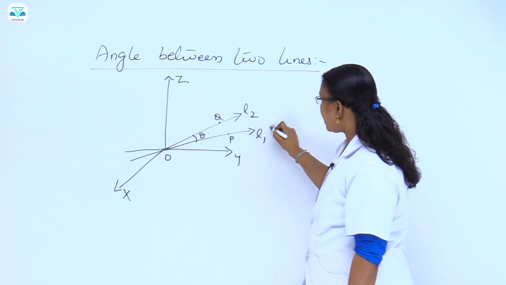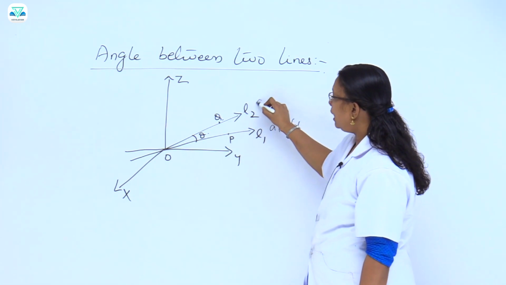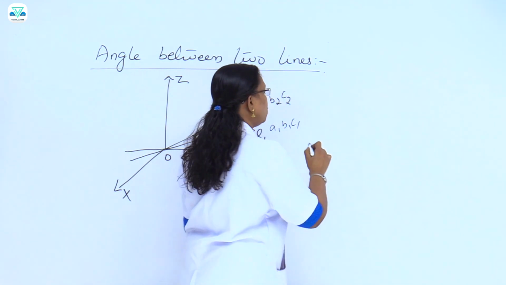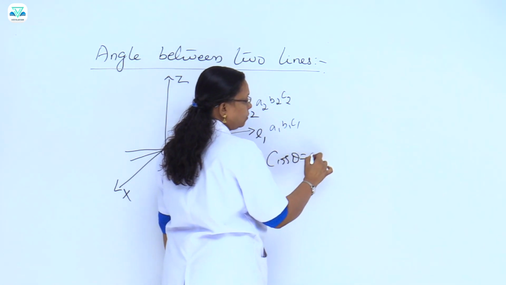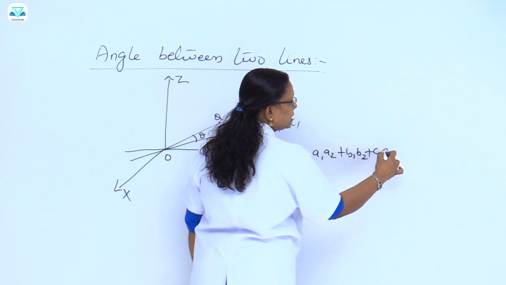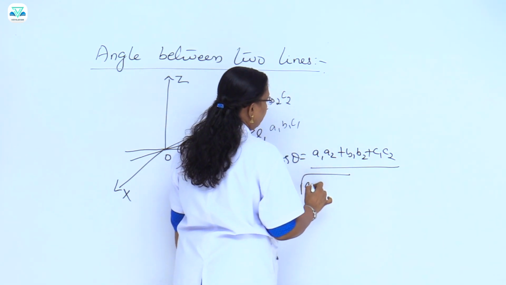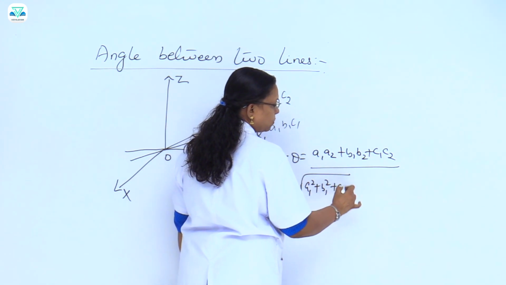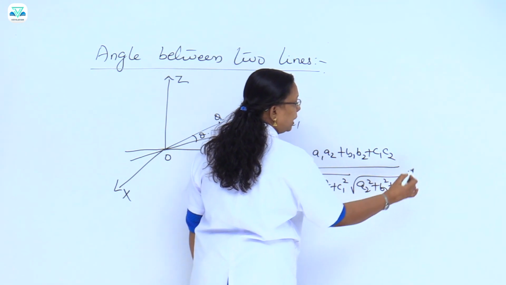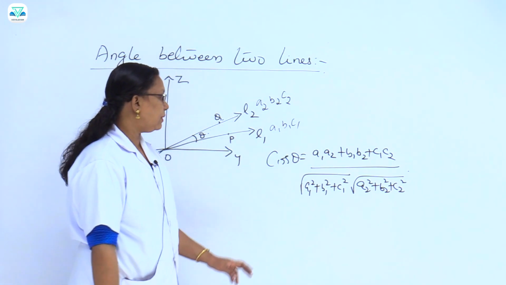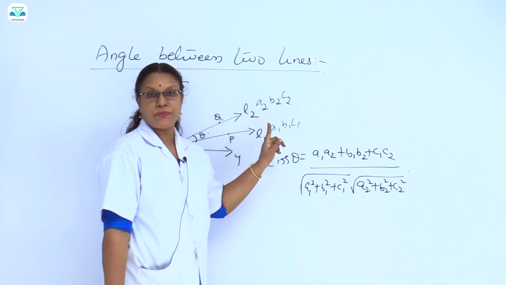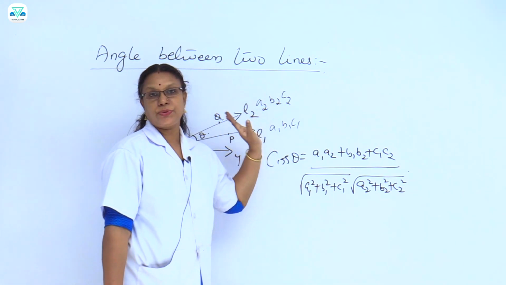theta. So, L1 direction ratios A1, B1, C1, L2 direction ratios A2, B2, C2, then the angle between these two lines is cos theta is equal to A1 A2 plus B1 B2 plus C1 C2 by root of A1 square plus B1 square plus C1 square into root of A2 square plus B2 square plus C2 square. Angle between two lines is given by cos theta equal to in this form, where A1, B1, C1 are direction ratios of the first line, A2, B2, C2 direction ratios of the second line.